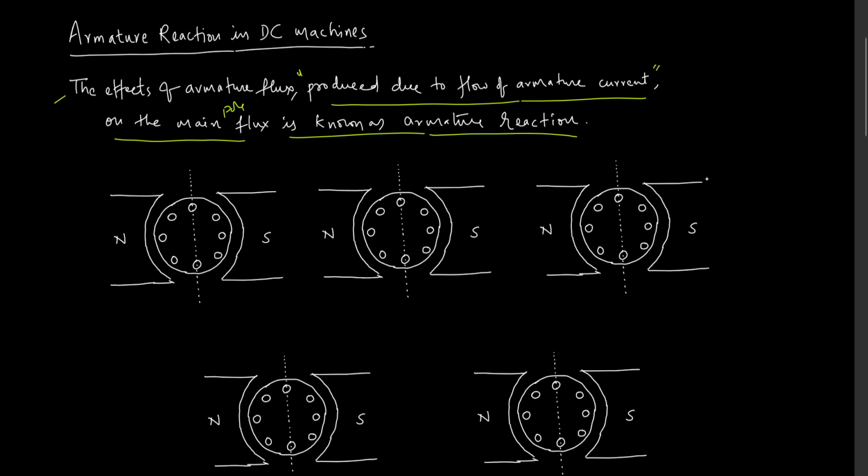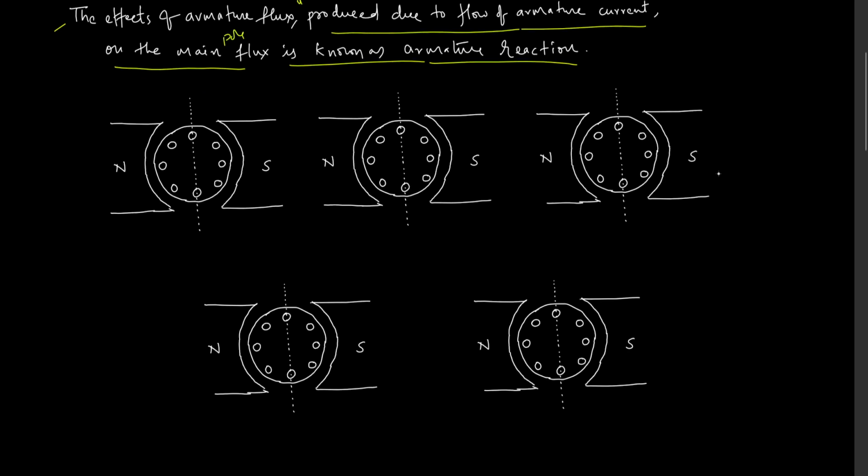Now let us understand in detail. This is a very important concept in DC machines. So let us understand the armature reaction. Here in the first figure, we assume that there are no currents flowing in the armature conductors, and we have only the main flux like this.